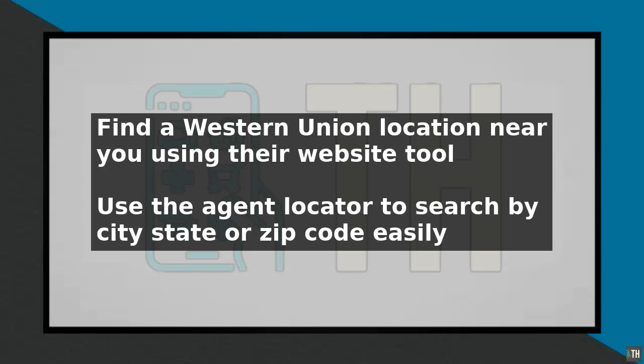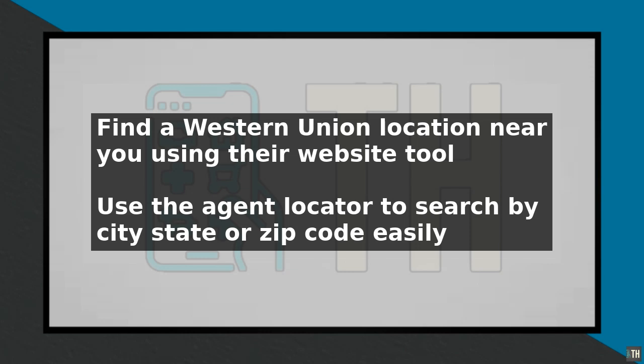To send money internationally using Western Union, start by finding a location near you. Western Union has over 500,000 agent locations worldwide, making it easy to find one in your area. You can visit their website to use the Agent Locator tool, which allows you to search by city, state, or zip code. Once you have found a location, gather the necessary information and documents.